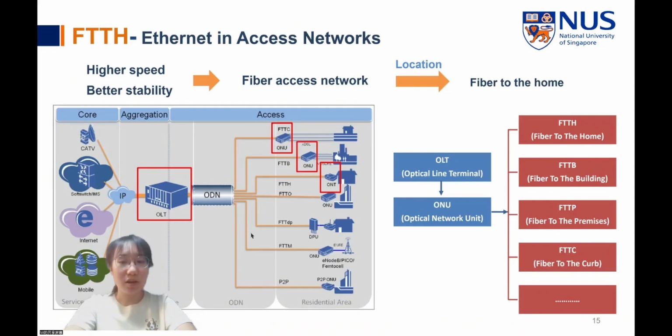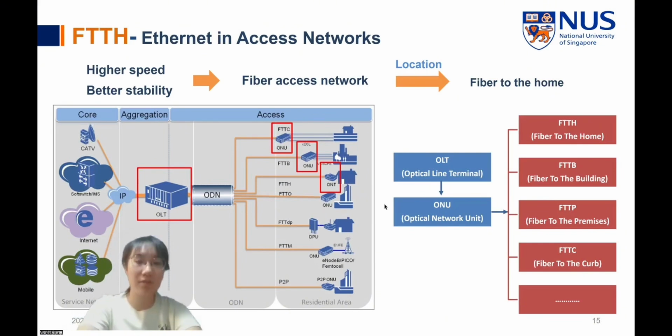So a fiber access network uses optical fiber between the OLT here. OLT means optical line terminal, and ONU, or sometimes we call it ONT, which is optical network unit or terminal. And based on the ONU's location, it can be divided into different types as shown here. And FTTH, which is fiber to the home, is a very typical form where the fiber is deployed directly to the user's home, offering excellent performance.